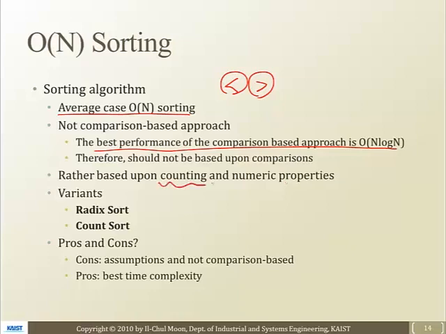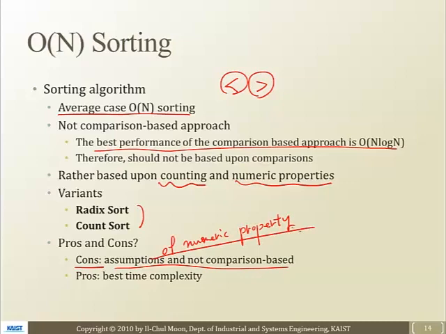We are going to use counting and numeric properties, and these are two variants of the order of n sorting. The bad thing here is the assumptions. Here we are making some assumptions of numeric property. So that's one assumption added, so that's bad. However, it's the best time complexity that any sorting algorithm can achieve.